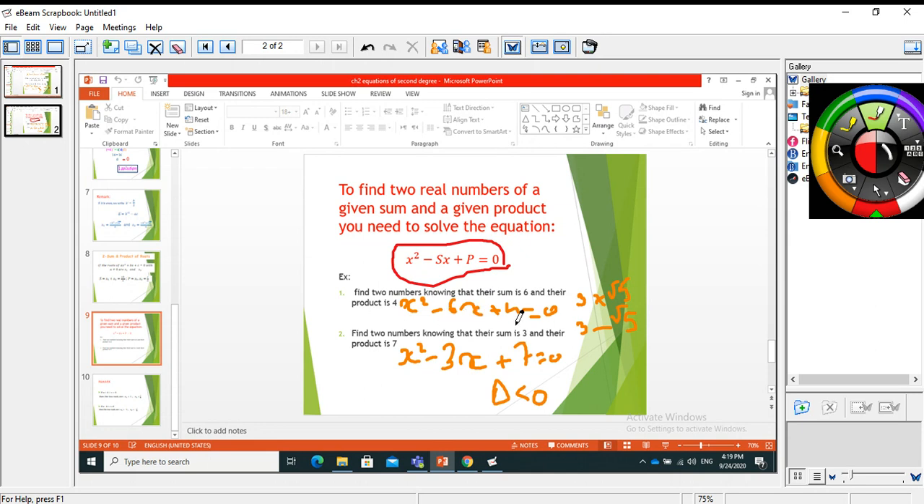Let's do another example. Find two numbers knowing that their sum is 3 and their product is 7. If I do this, this is the equation. If I want to solve it, I will have delta negative. What does it mean? It means those roots don't exist. I cannot find two roots that their sum is 3 and the product is 7.